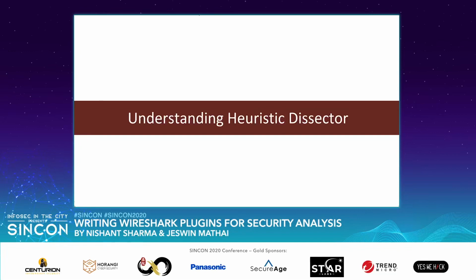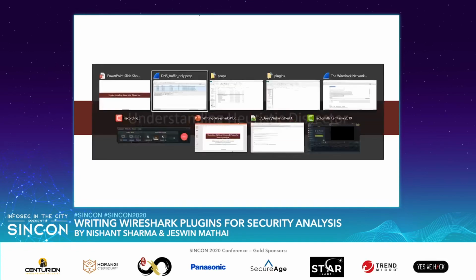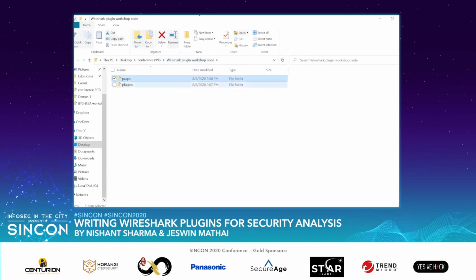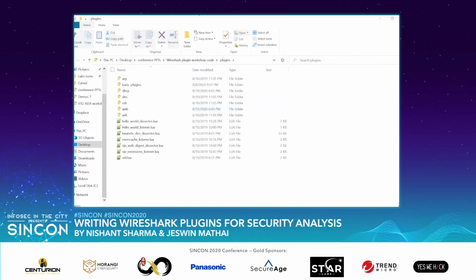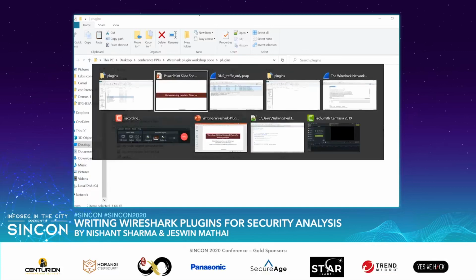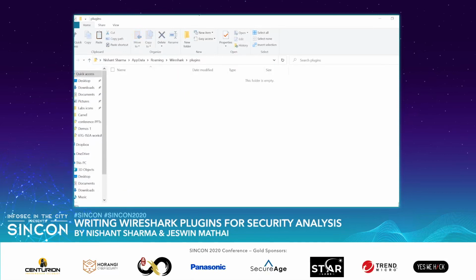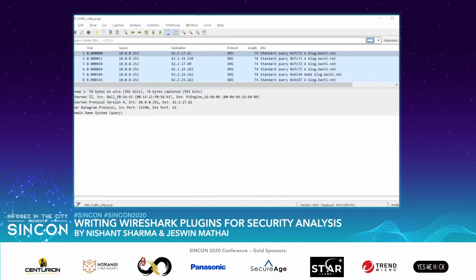So these were the hello world plugins that we had. Now, before moving to the next part, we are going to move these to the plugins folder and see if it really works. So here are those two files. I'm copying these. This is the destination. So I'll paste it. After that, I already have Wireshark opened like this.